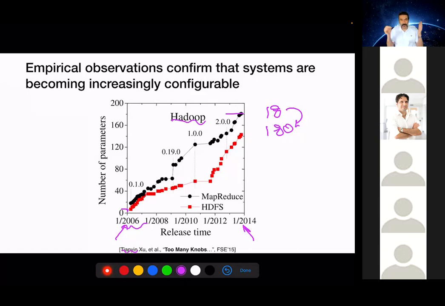So this means that the size of the configuration space has grown from 2^18 to 2^180, even if we assume that these are binary options. So you see the scale that we are talking about, this amount of increase in the size of the configuration space, is massive. This is massive to reason about performance and find a reasonable configuration. If it was reasonable here, it is not reasonable at the moment.